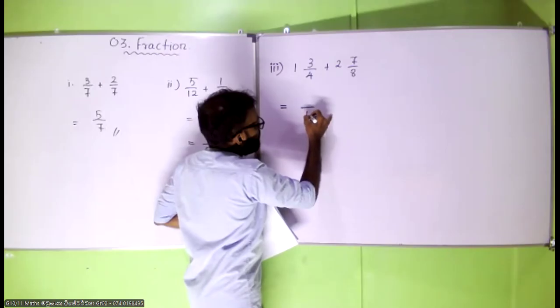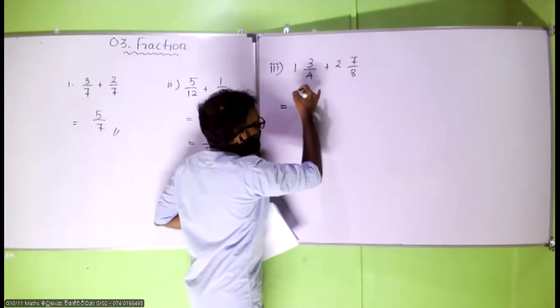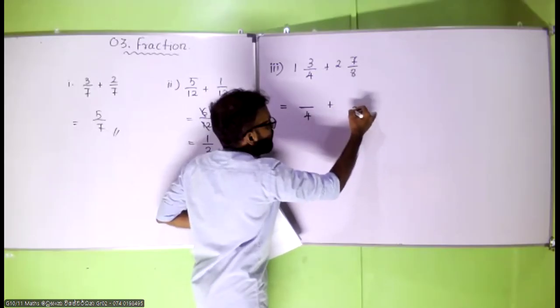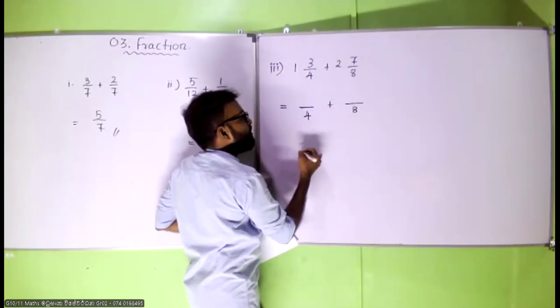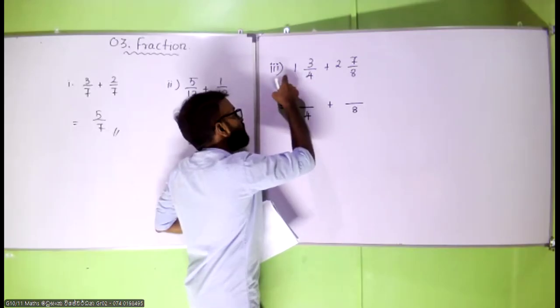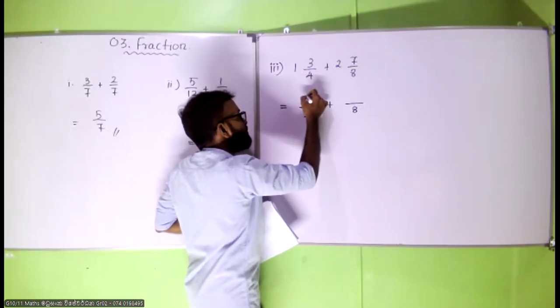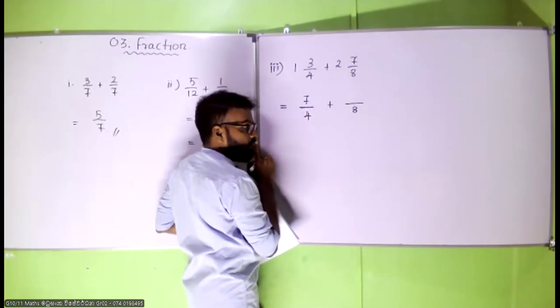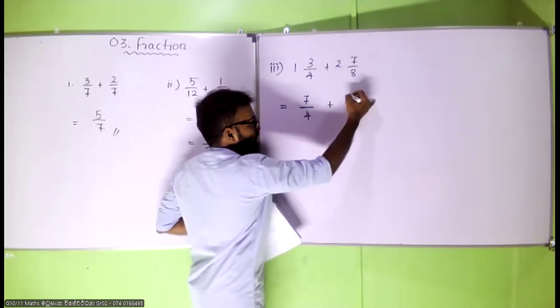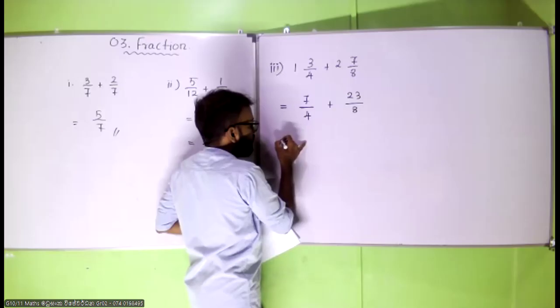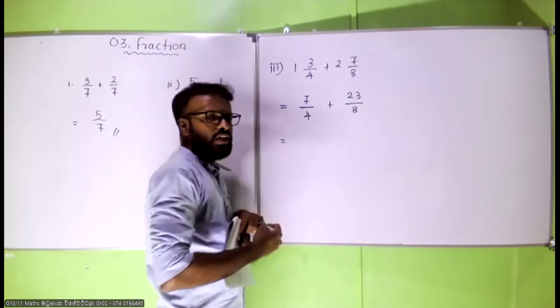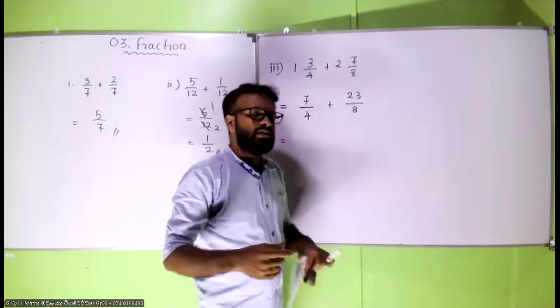I will convert this mixed number into an improper fraction, and also this mixed number to an improper fraction as well. So 4 times 1, 4 plus 3, 7. 8 times 2, 16. 16 plus 7 is 23.